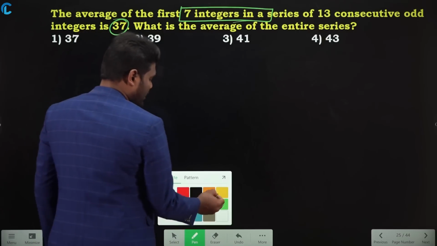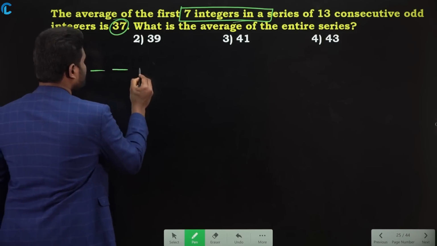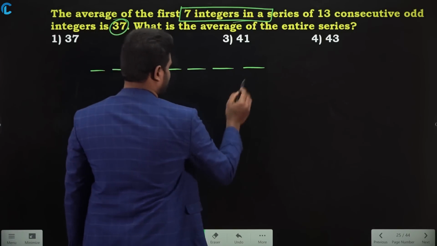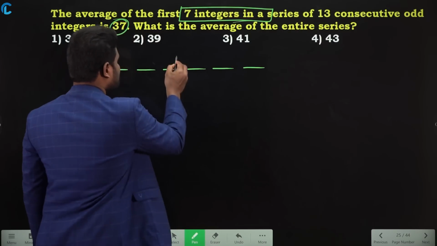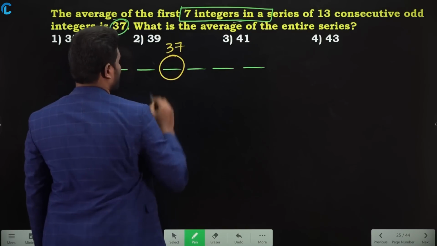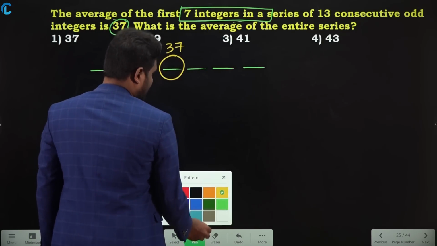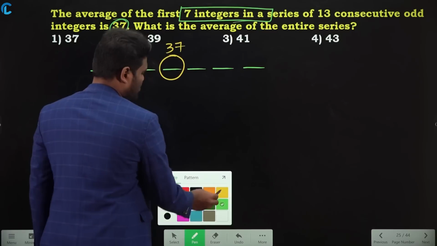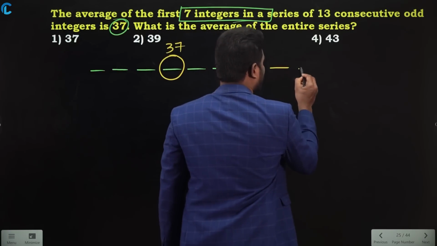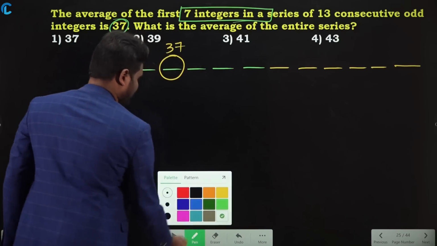Look here, first I am showing you in detail so that everyone can understand. First 7 numbers: 1, 2, 3, 4, 5, 6, 7. For these numbers, the average is nothing but the exact middle term. That is this one, and this is 37. Now they are saying for a total of 13 consecutive odd numbers, what is the average? I have already written 7 numbers, so 13 numbers means 8, 9, 10, 11, 12, 13. For these numbers, I need to find the average.